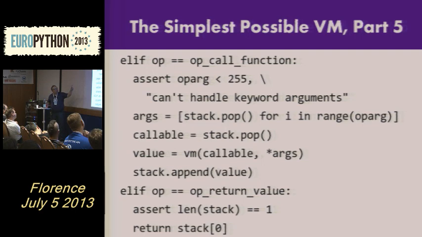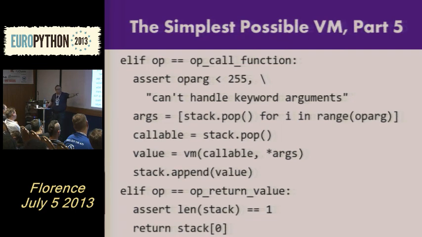Call function, this is the last slide. I really should have shown you the disassembly for fib, but I forgot. Call function, so first the op-arg, that's the number of keyword only parameters and the number of positional only parameters. I don't handle keyword only parameters, so if the number is greater than 255, I throw an assertion and I fail. But now op-arg represents the number of positional only parameters, so I pop them off the stack and stick them into an array. That becomes args. I pop the callable object off the stack, and I call VM recursively, splatting in the arguments. The return value from VM is going to be the computed value of the function I just called, and I just push that onto the top of the stack.